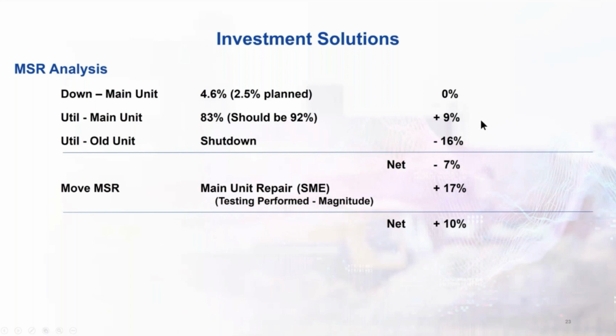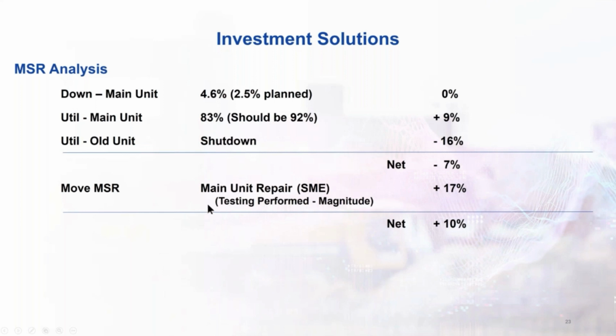So we can get the 9% from an SME point of view, and from looking at the data, that's not going to be a problem. Shut down the old one, lose 16%, get 9%, we're 7% short. So we have to go up to the MSR. And this is where, if you have a backup unit that you can just kick on anytime you want, it's easy to not invest in maintenance on either of the units because you can swing back and forth.